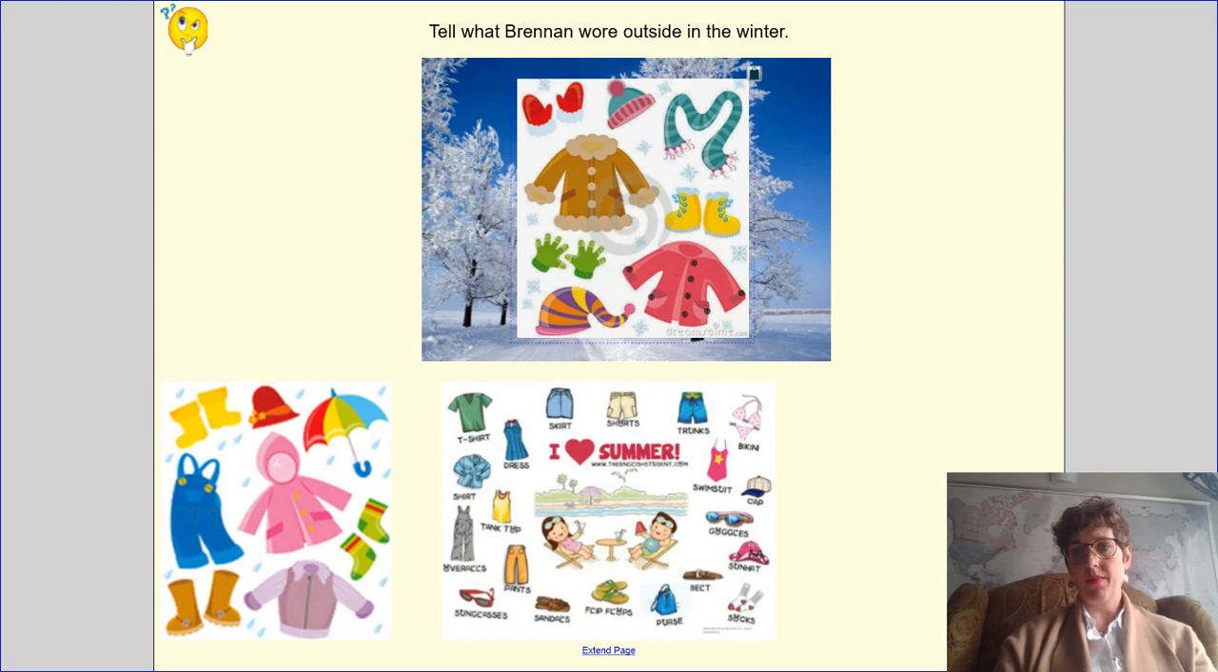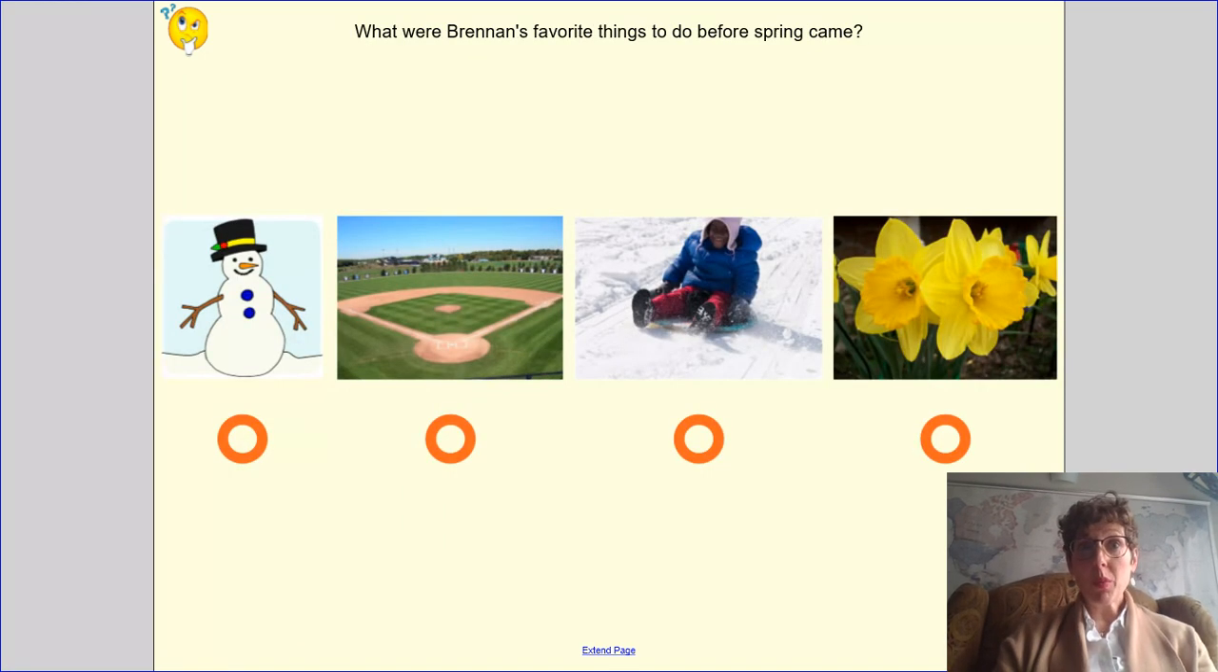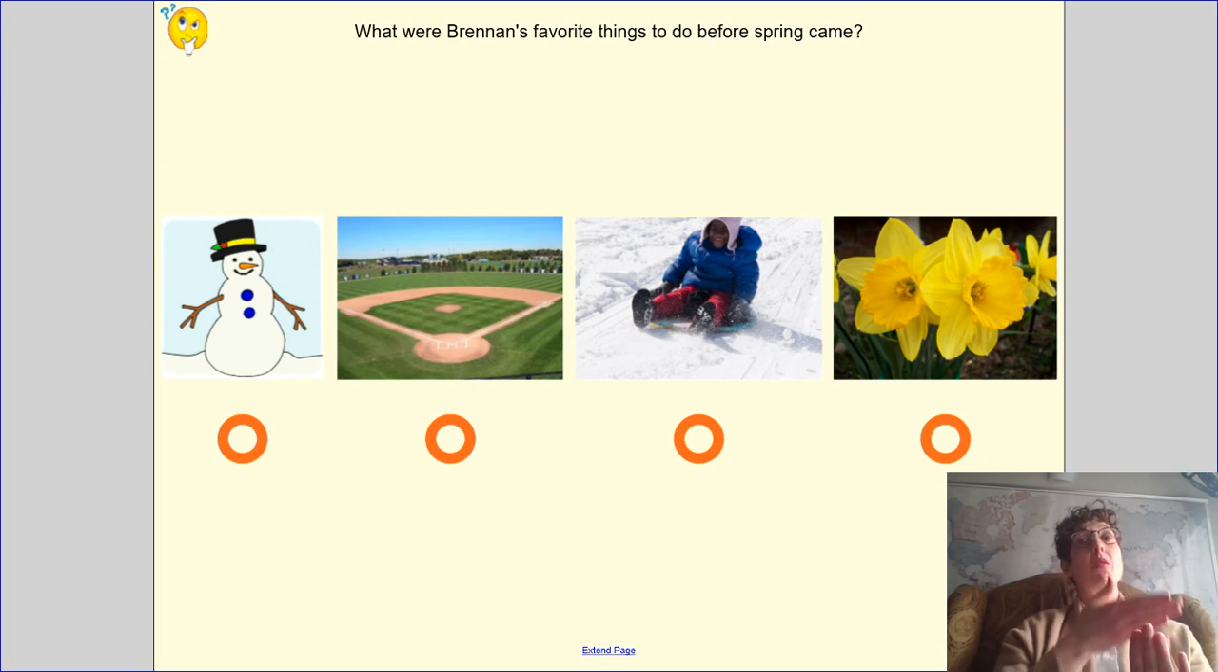Let's go to our next one here. What were Brennan's favorite things to do before spring came? Not after, before. So before spring came, think about what the weather's like before spring. What did he like to do? Did he like to build a snowman, play baseball, sled, or smell the flowers? Well, before spring, the weather is cold, so we can't really smell flowers or play baseball when it's like that, but we can build a snowman and go sledding.